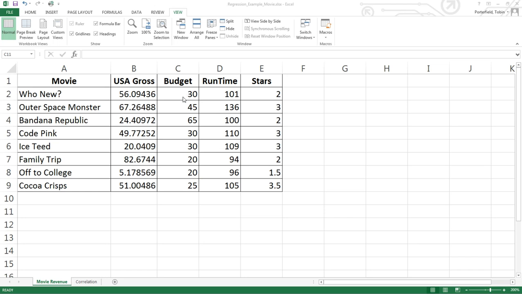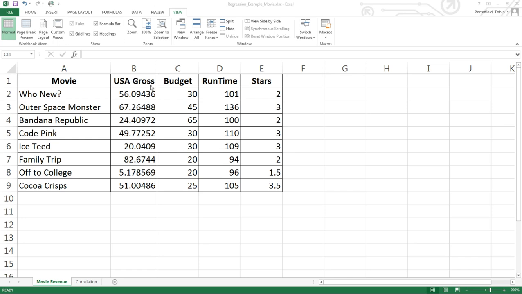Their budget, that must be in millions of dollars. Their runtime, probably in minutes. And the number of stars that they were given on a rating system of some sort. And what regression allows us to do is understand the relationships between one variable and a set of other variables. We sometimes call this the dependent variable.